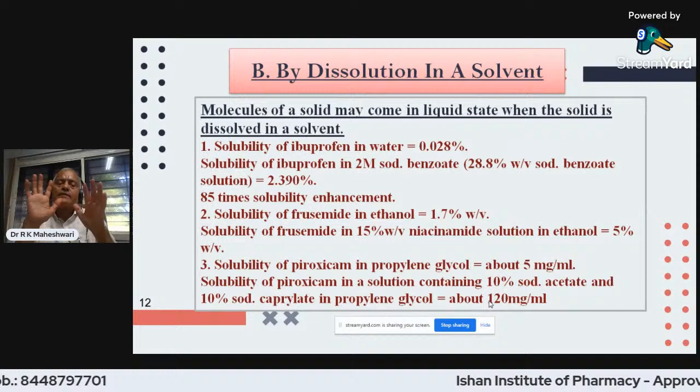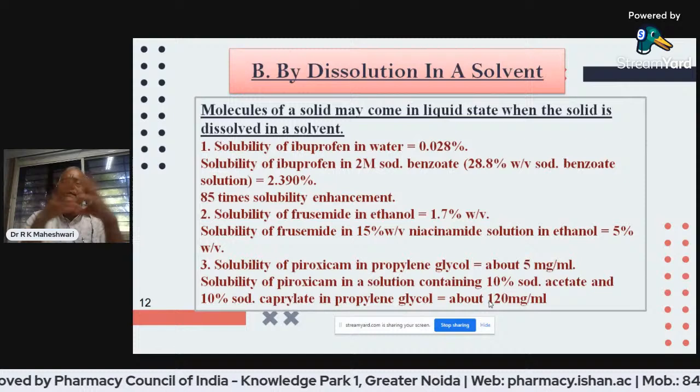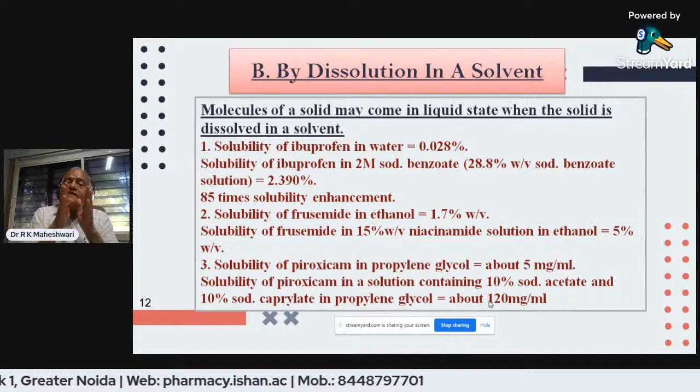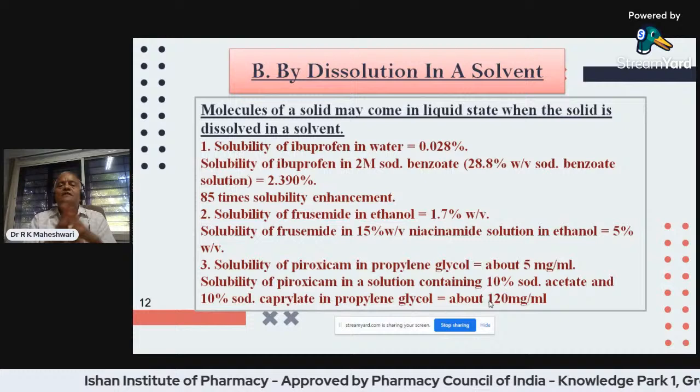Again, I am repeating. You see, previously what you were observing, solubility 1.7%, is due to hydrogen bonding and weak one to one forces between the molecules of furosemide and molecules of ethanol. So limited solubility. But now niacinamide has come in solution. The molecules are present in solution, and these molecules are also involved in hydrogen bonding and weak one to one forces with the molecules of furosemide. That's why you get large solubility. Okay, so here this is another solvent. Now the molecules of niacinamide are available in liquid state for solubilizing ethanol.